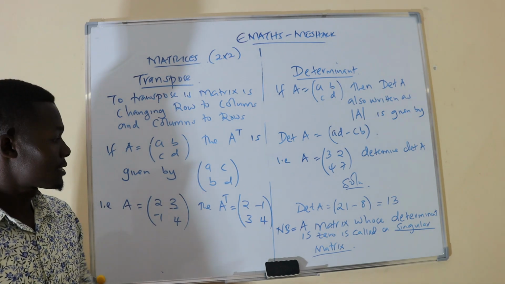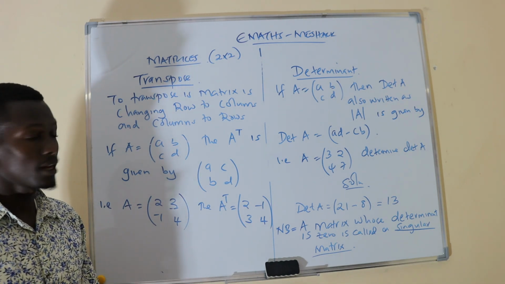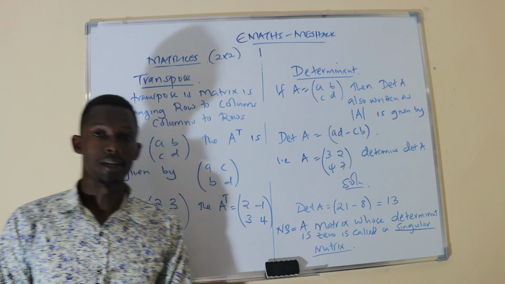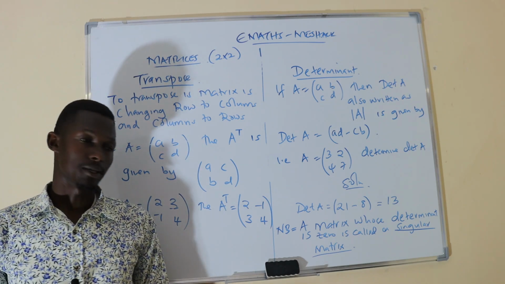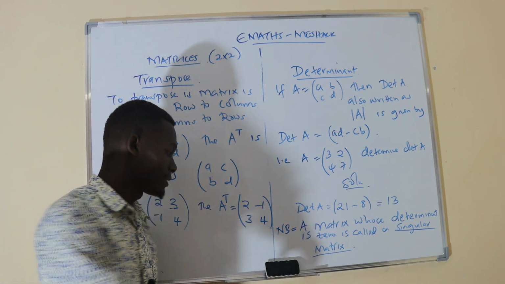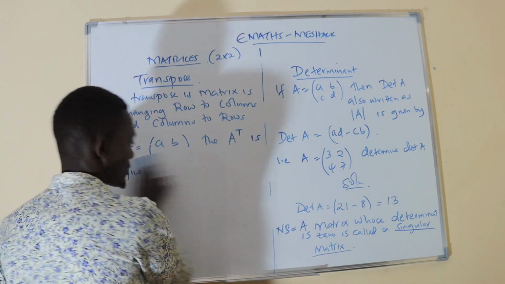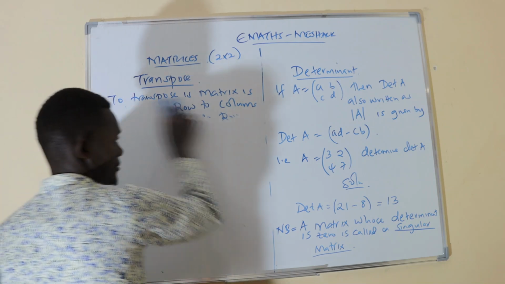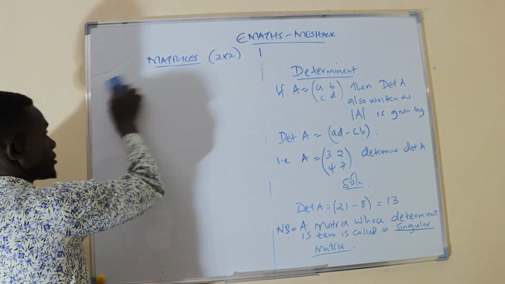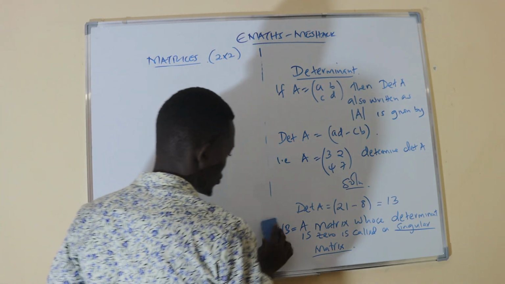Now, having said that, let's determine the last thing. Then from there, we shall solve simultaneous equations. So now let's get something called the inverse of a matrix. So we have something called an inverse of a 2 by 2 matrix.